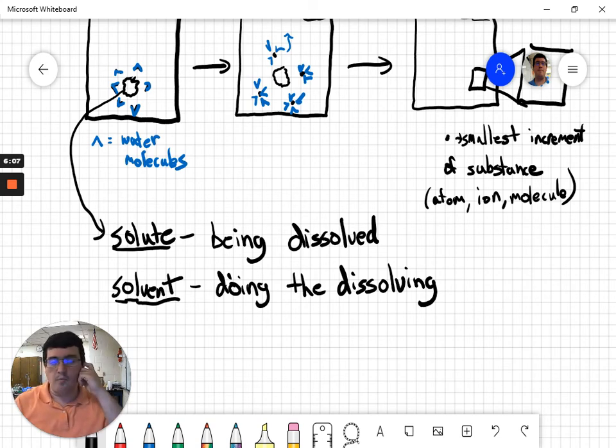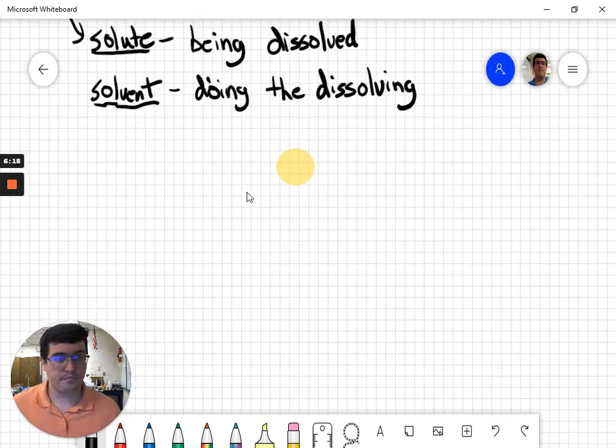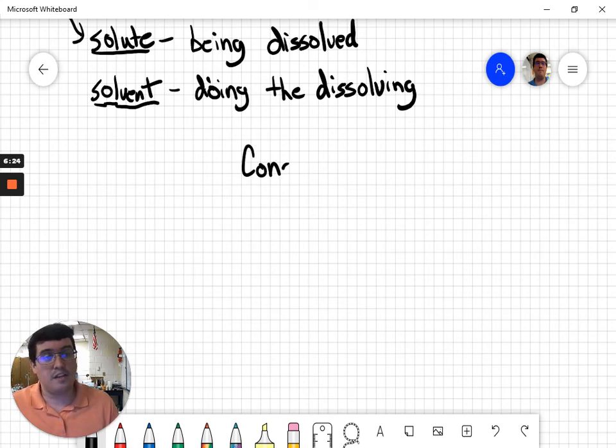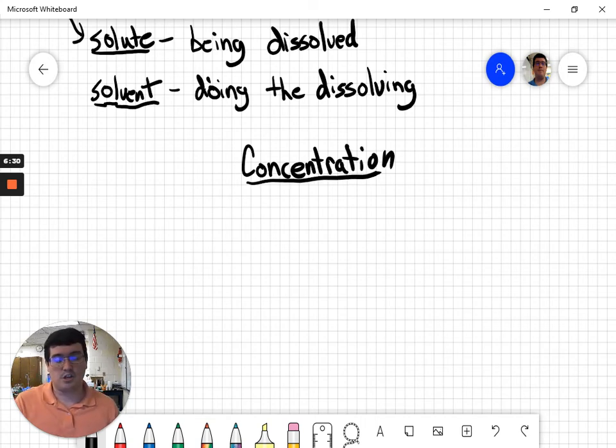All right? What we're going to do is talk about, as chemists, we have at least three major ways to talk about the strength of a solution. And the thing that we measure when we measure the strength of a solution is called concentration. So one last word here, one last definition. The concentration is the strength of the solution.